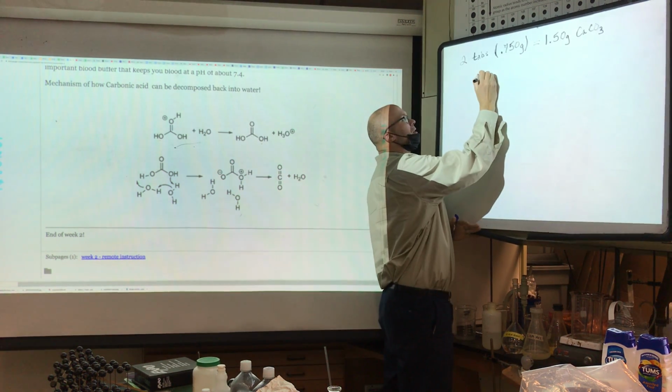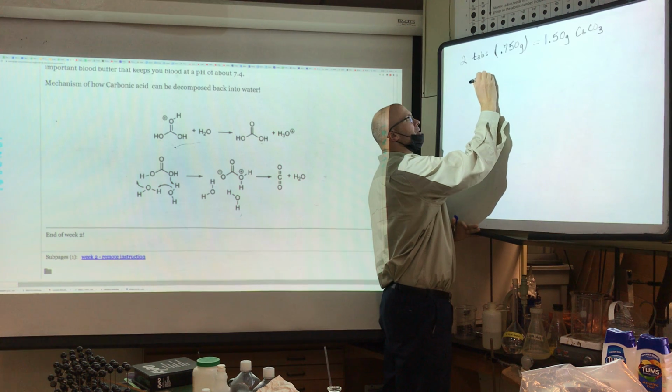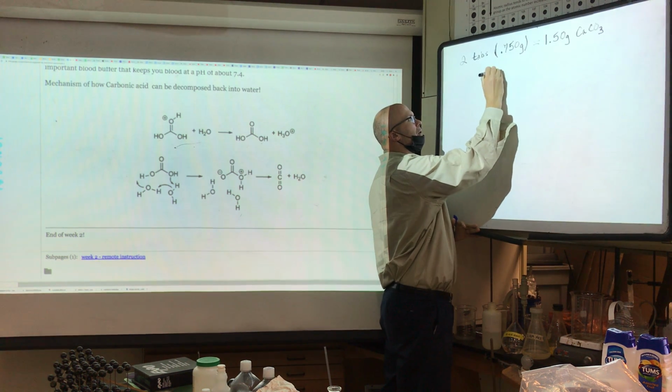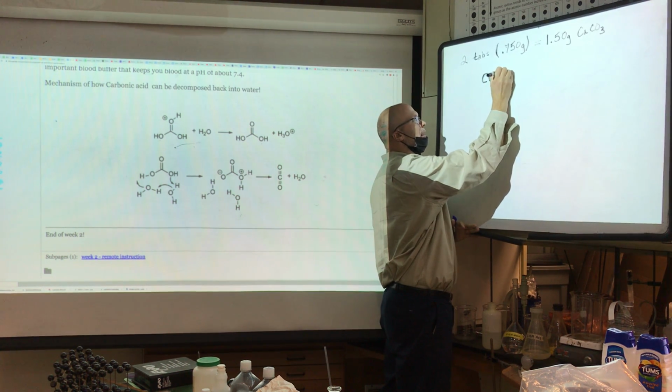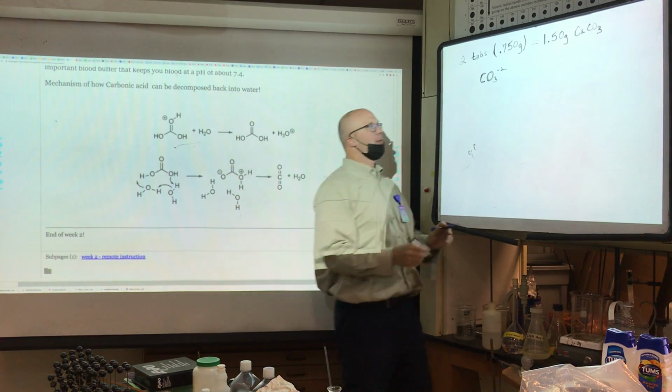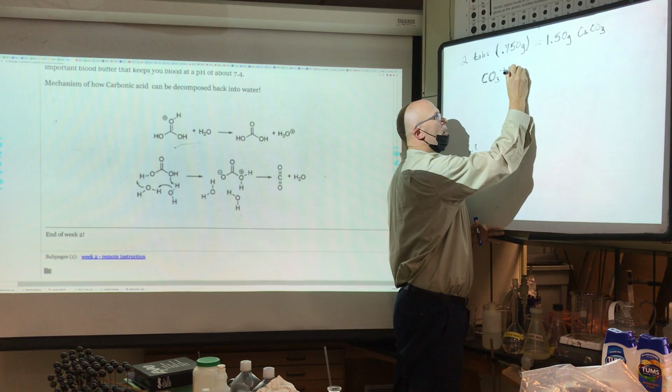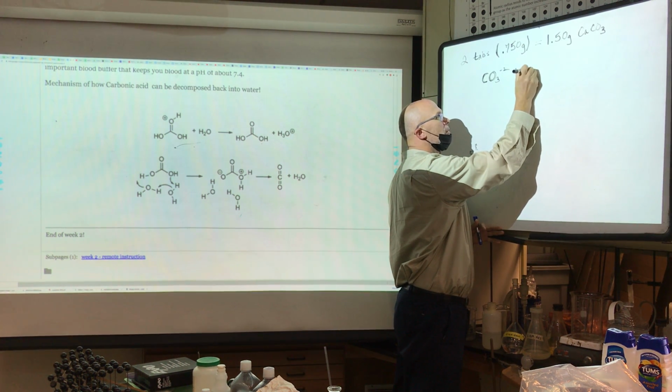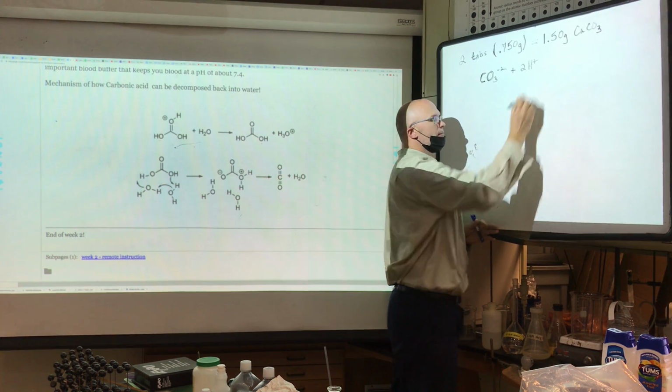Okay, what we're titrating, party people, is CO3 2-. And what do we know? This thing is going to absorb how many H pluses? Good job. 2 H pluses, right?